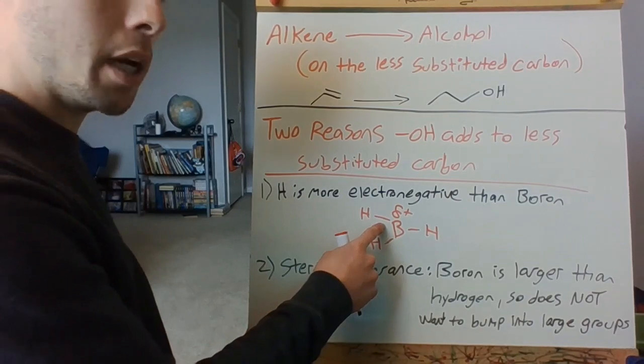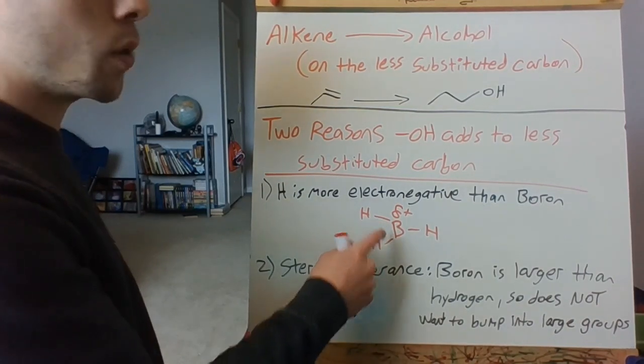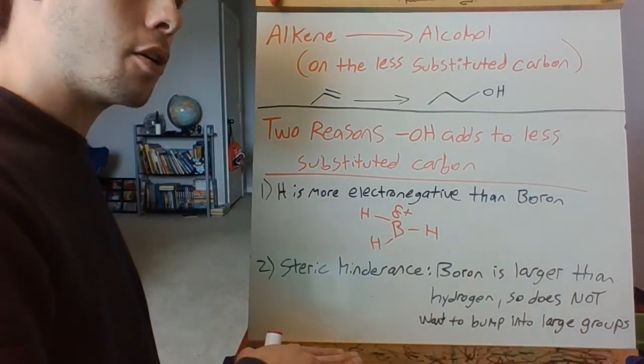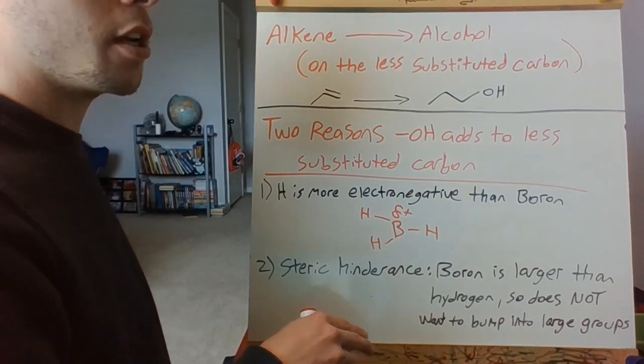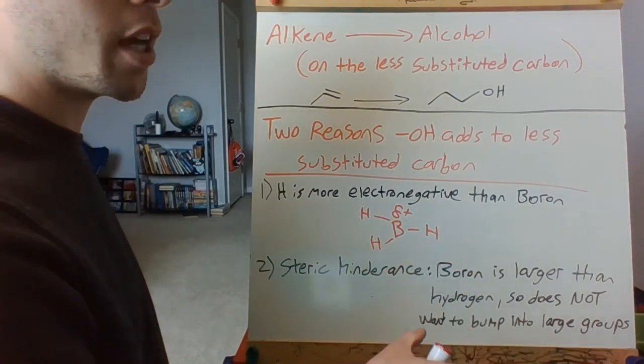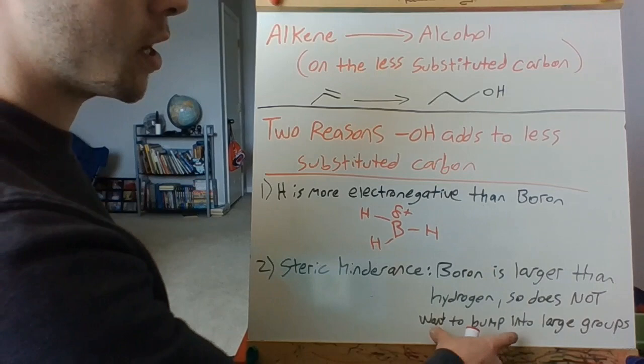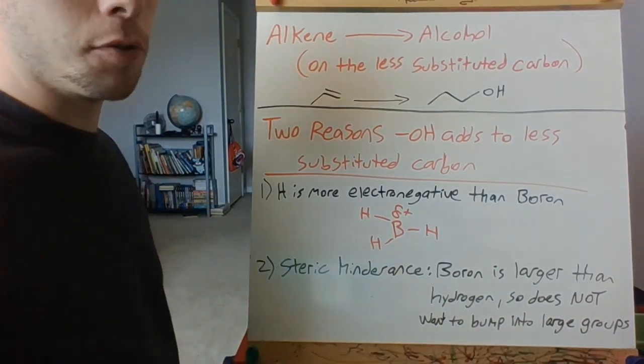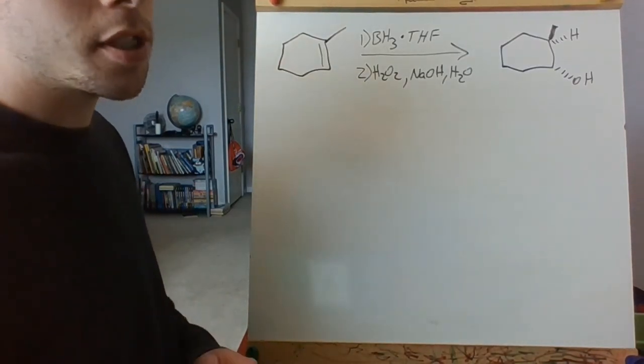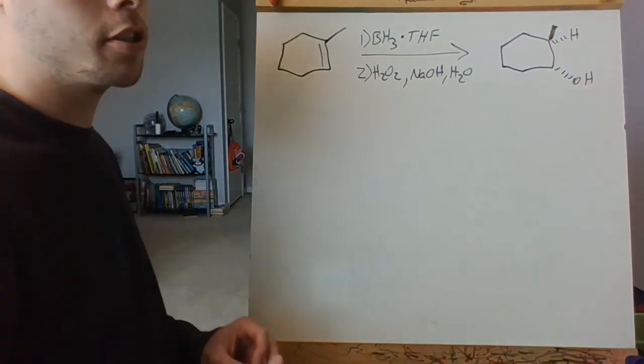Boron is quite a bit bigger than hydrogen, and so when it comes in to add to the alkene, it wants to sit over top of the carbon that is less substituted so that it doesn't bump into larger groups. So let's take a look at the mechanism of this reaction.